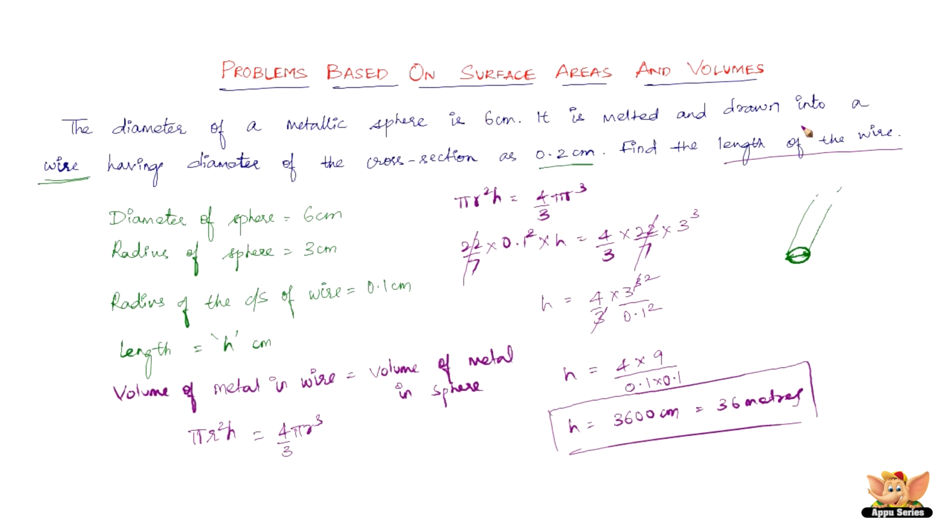And as far as the wire that they've made, they tell the diameter of the cross section is 0.2 centimeter, again from which you can find the radius. So once you find that, the volume is going to be the same because you're not adding or taking away any of the metal that is melted from the sphere, right? So you use all the metal to make the wire. So therefore, the volume should be equal. So equate the volume, use the formulae, equate the volume and find whatever is unknown. That's all you have to do here.